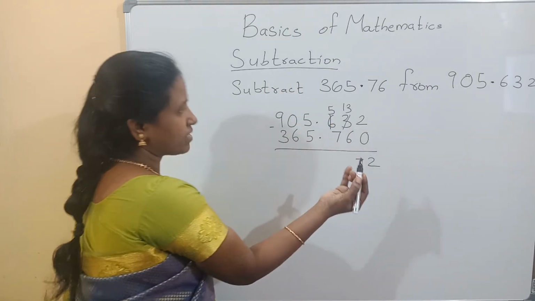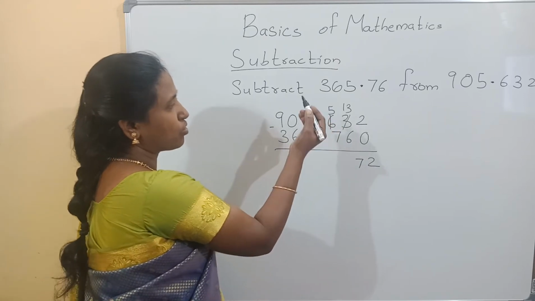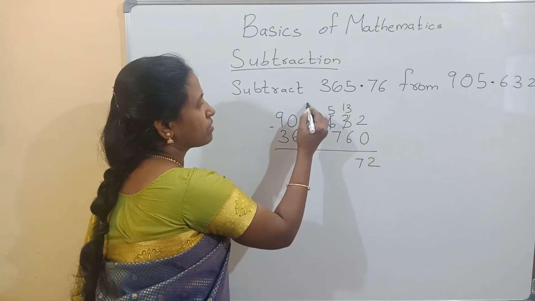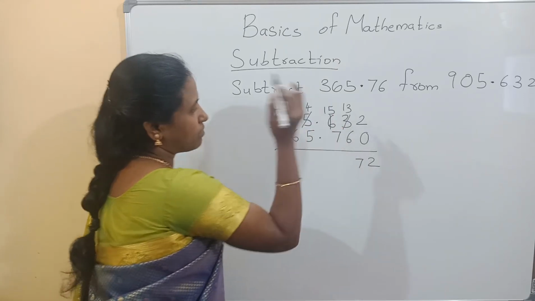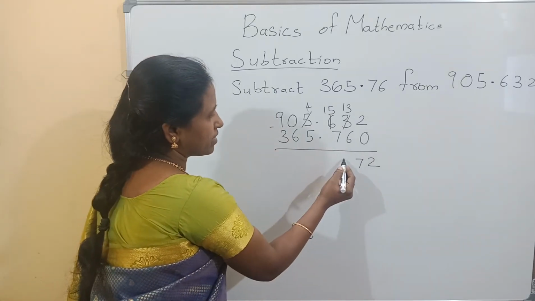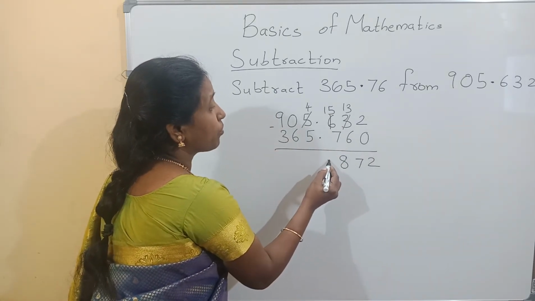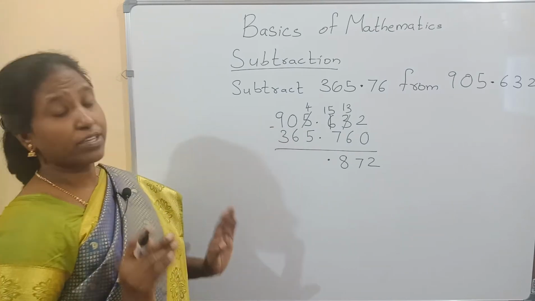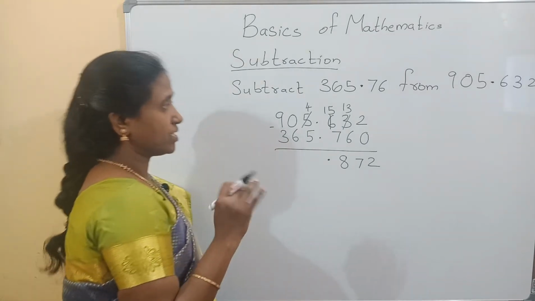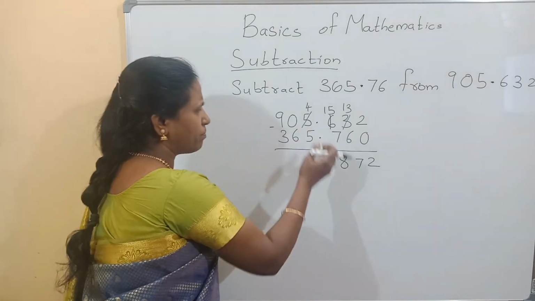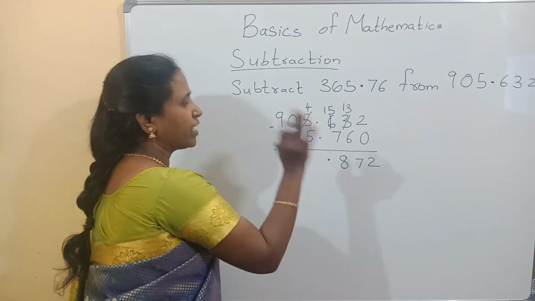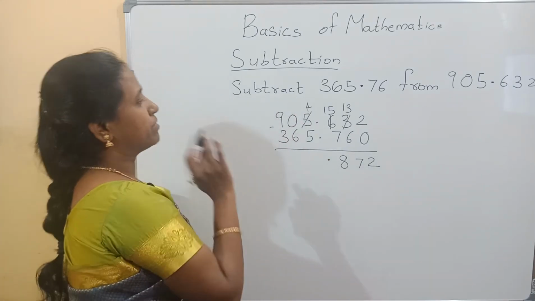Again, 5 minus 7 not possible. It goes and borrows from 5. So 5 becomes 4. This becomes 15. So 15 minus 7, 8. Point below the point. We should be very particular with this. Otherwise, we generally forget. So immediately as you're crossing the point, immediately put the point and then come this side.